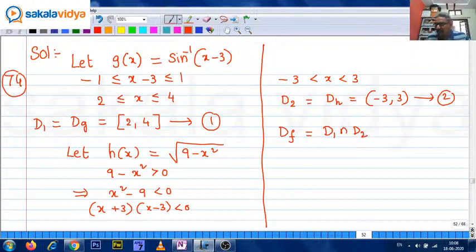Okay, definitely I will start permutations and combinations, don't worry. First I need to complete this one.